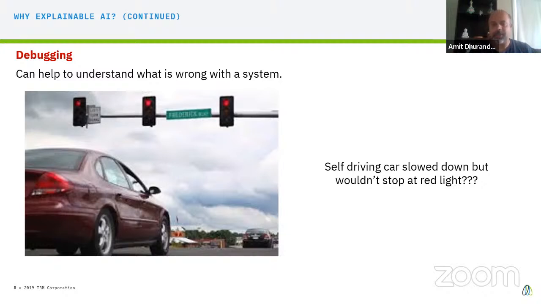So things like that, like debugging of systems, is one of the main applications that explainable AI could be used for.